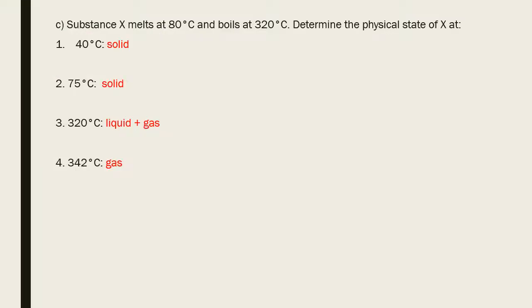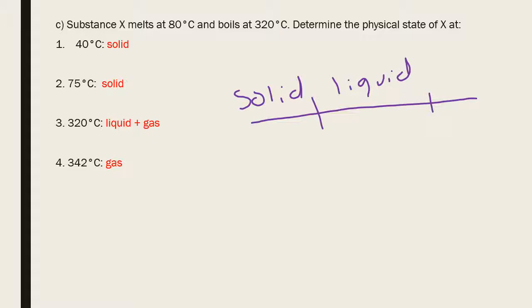Substance X melts at 80 degrees and boils at 320 degrees. Determine the physical state of X at. Now, for this we have to draw an array. Remember, we draw a line first, then we put 2 lines. First of all, it says melts. What does melt mean? It means it goes from solid to liquid. So here we're going to write solid, and here we're going to write liquid. So this line here is then the melting point. What is the melting point?